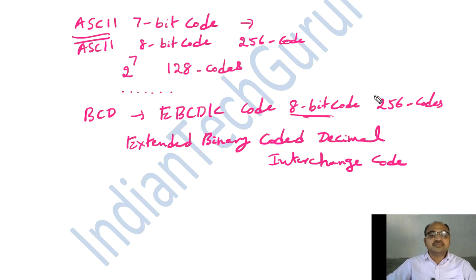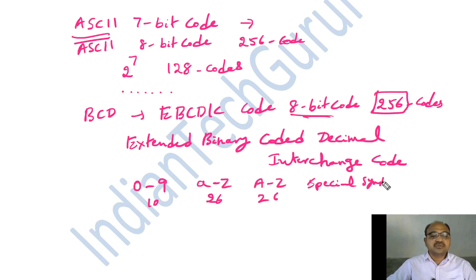Because here there are 256 different symbols, we can represent the digits 0 to 9, small a to z, and capital A to Z. These are 26, these are 26, these are 10 symbols, and we can represent special symbols also. So for these purposes, it is okay. We can represent either in ASCII 7-bit code, ASCII 8-bit code, or EBCDIC 8-bit code.